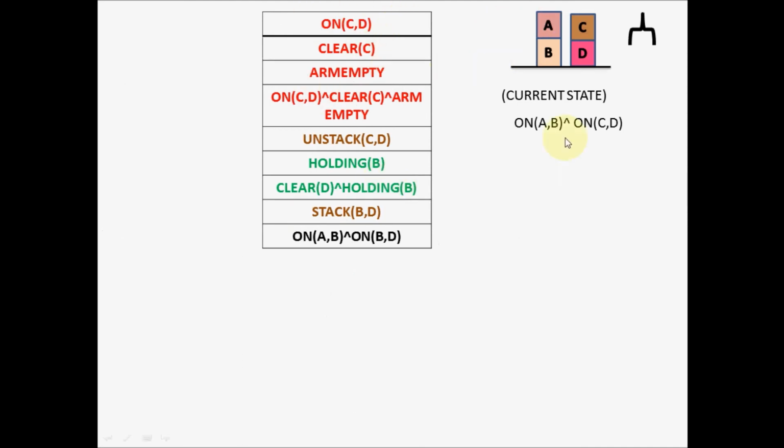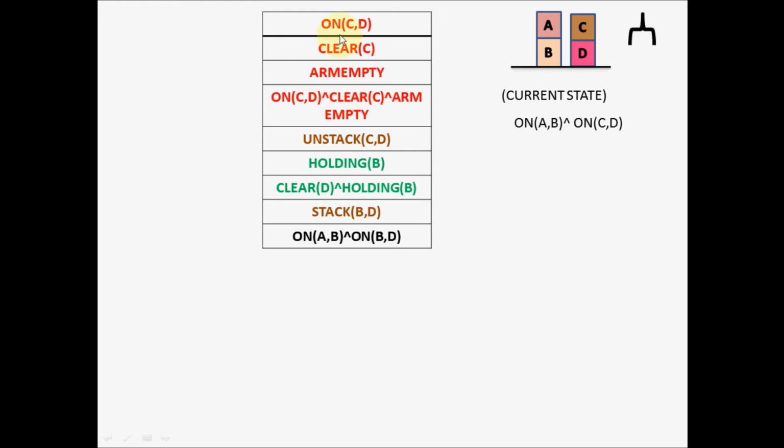Similarly, this is the same current state we have represented again. So this is true, no? On C comma D is true. Is C also clear? Is there anything on top of C? No. So is C clear? Yes. So the second predicate is also true. Is the arm empty? Yes, the arm is empty. So all three predicates, the prerequisites or preconditions for the unstack action to be taken, are true. That's why I have represented them in red color.